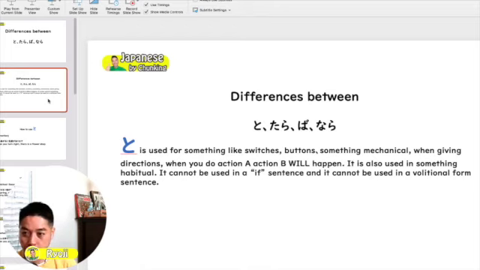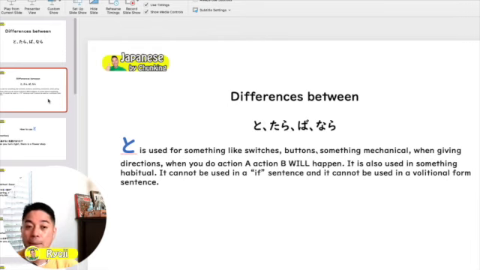something mechanical, and when giving directions. And also, when you use と in a sentence, when action A happens, action B will happen. It is also used in something habitual. It cannot be used in an if sentence, and it cannot be used in a volitional form sentence.